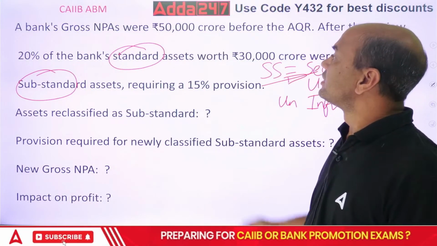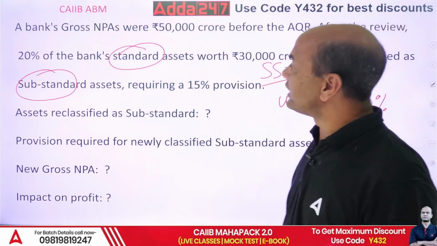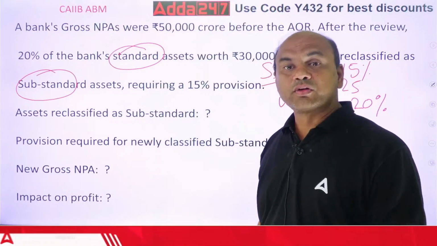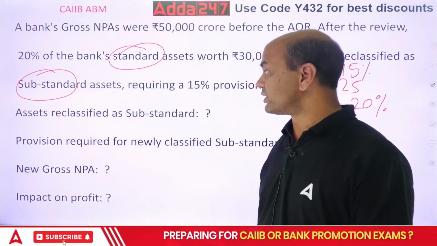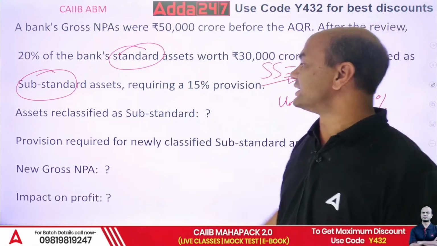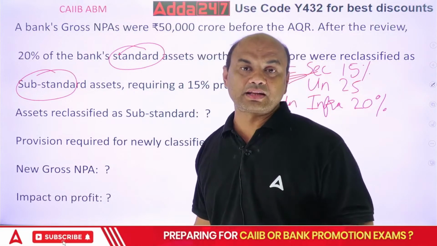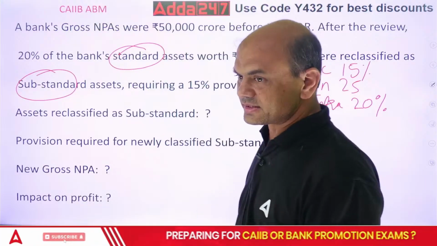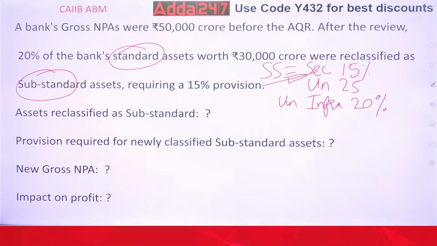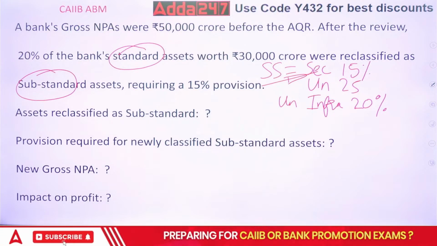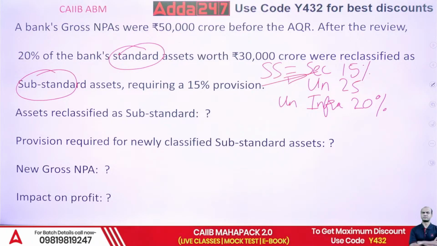Now what is given? 50,000 crore was the gross NPA. After the review, 20% of the standard assets were added to the substandard. So now again NPA is increased. Now what is the question? The question is assets reclassified as substandard assets. So how many assets are there now which are reclassified as substandard assets? Think, very easy question. What is the answer you are getting?